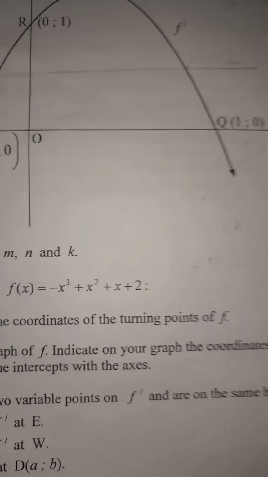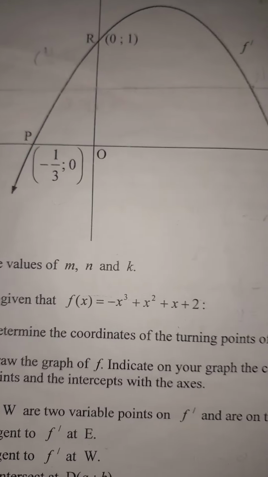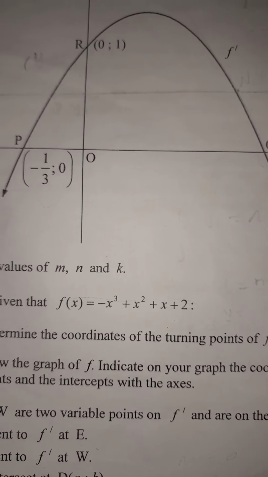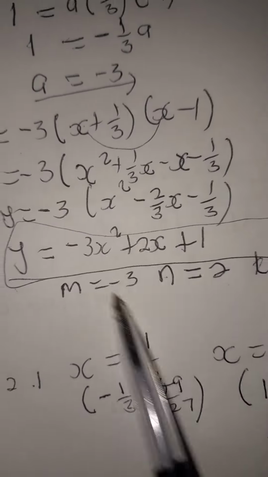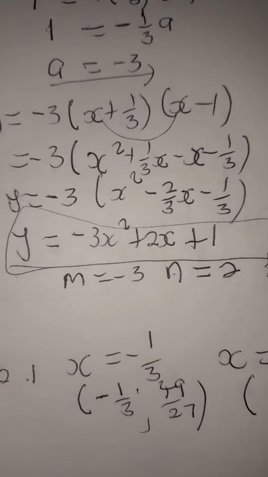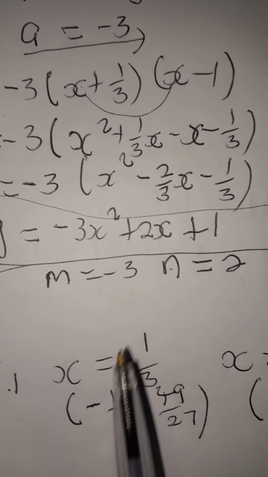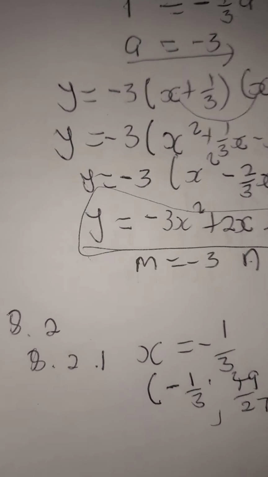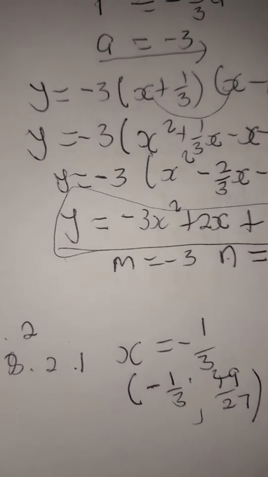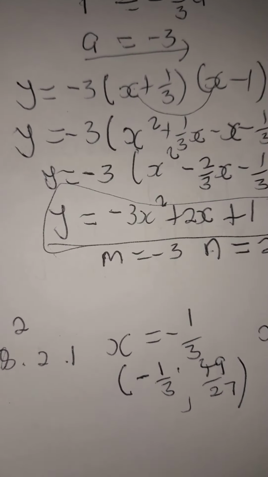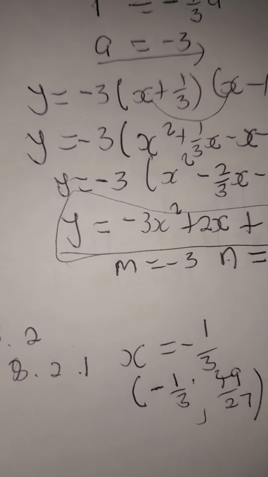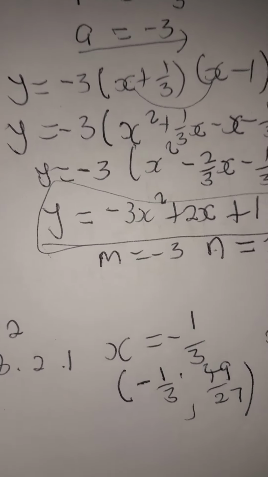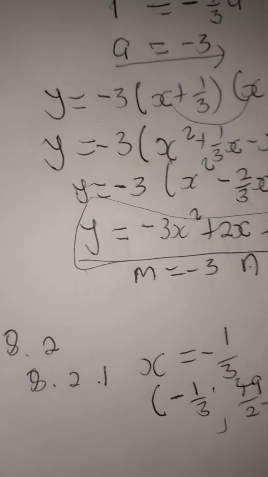Some will prefer to derive this and find the turning points of the graph of f. They will first derive this, after that they will get this, then they will factorize and find these values. It will give you minus 1 over 3 and 1. Then you take these and substitute them into the original equation to get the coordinates of the turning point of f. That's what you're supposed to do when you're faced with such equations.